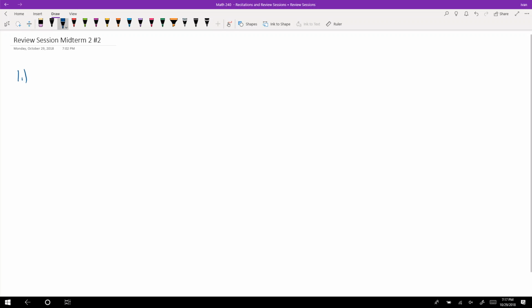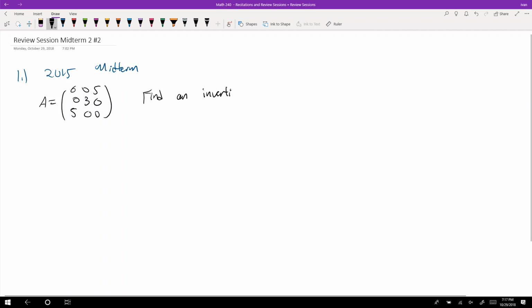So problem 1 is going to be the following. This is from a 2015 midterm, and it's a really simple problem. Well, I think it's simple. You should find this simple now. You've got A equals the matrix with 5, 3, 5 like this, and zeros everywhere else, and the problem wording says: find an invertible 3 by 3 matrix C such that C inverse AC is diagonal. All right, so that's all this problem is.